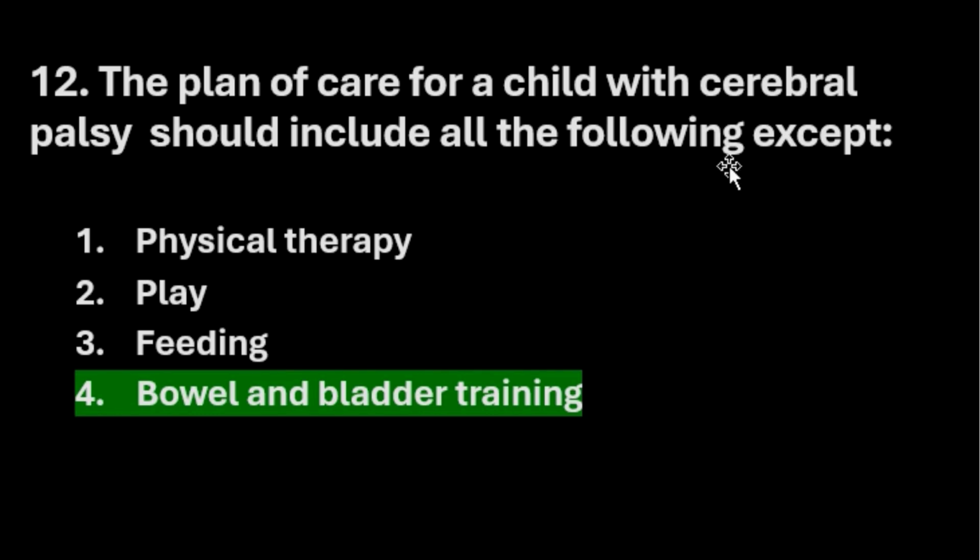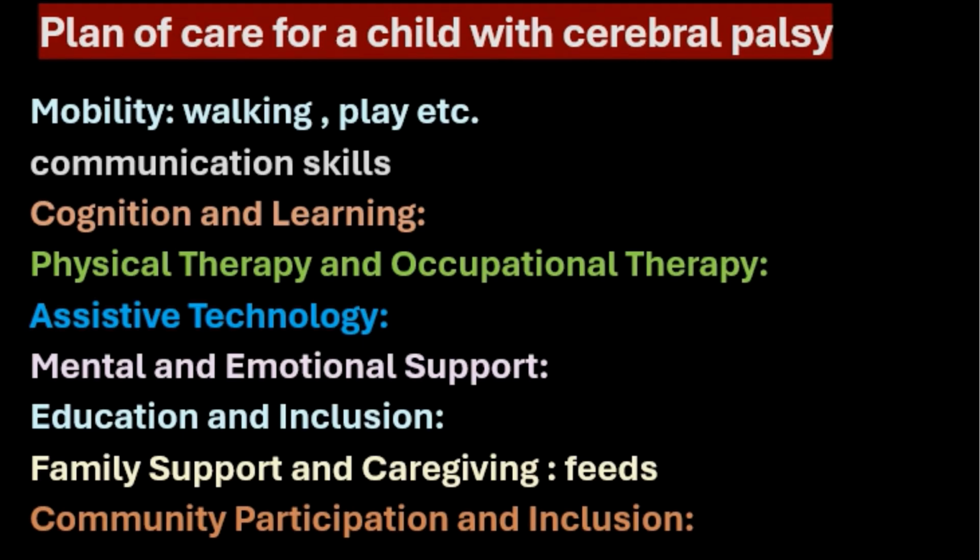So, in this question you can see the word except, that is a negative word. All the other 3 are needed for the care of a child with cerebral palsy, but bowel and bladder training is not really needed. You can see the list. Plan of care for a child with cerebral palsy: mobility, walking, play, etc., communication skills, cognition and learning, physical therapy and occupational therapy, assistive technologies, mental and emotional support, education and inclusion, family support and caregiving like feeds, community participation and inclusion. These all are the plan of care for a child with cerebral palsy.